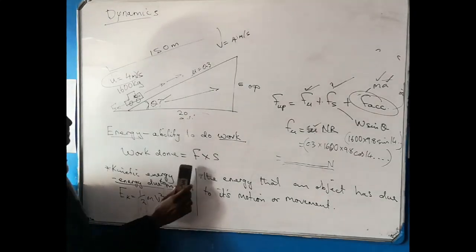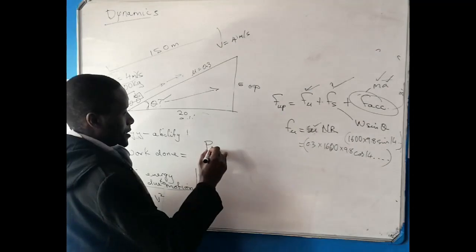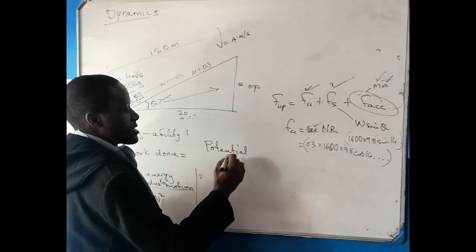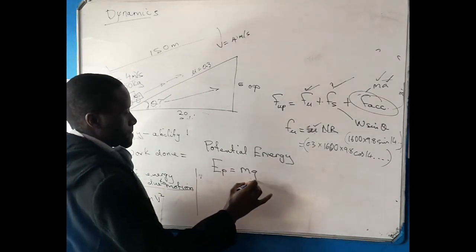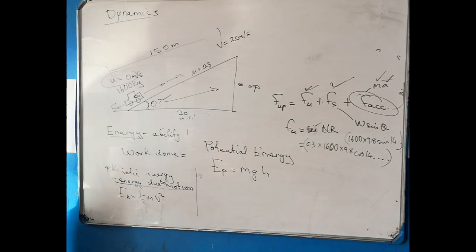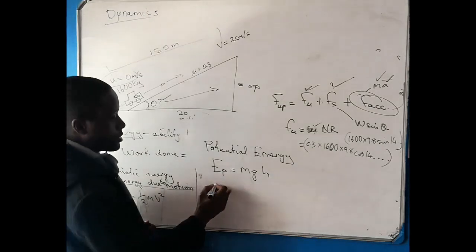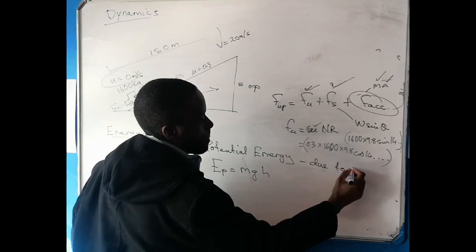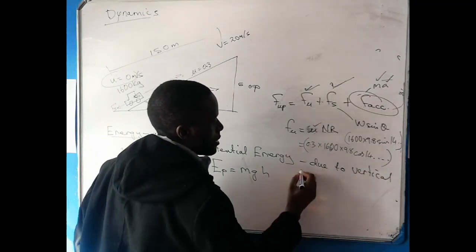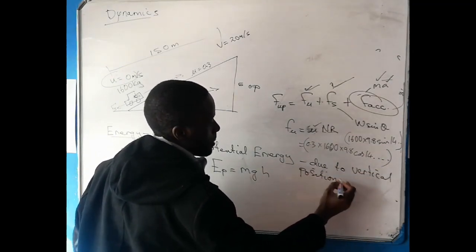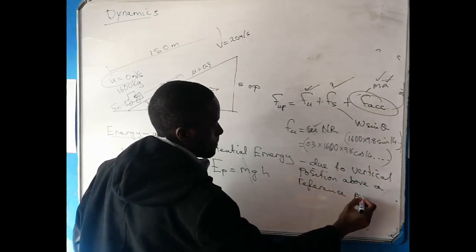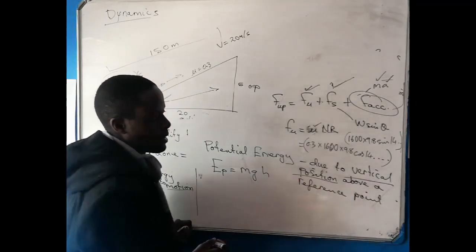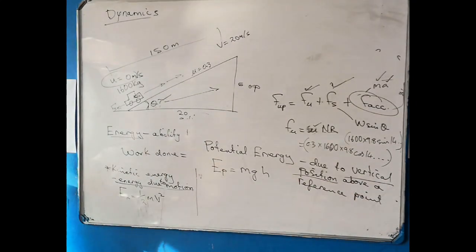Potential energy. What is the unit for energy? Potential energy is energy due to vertical position. Vertical position, straight 90 degrees.